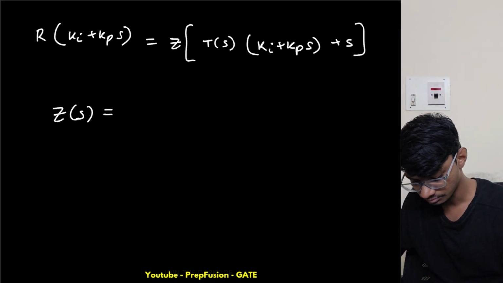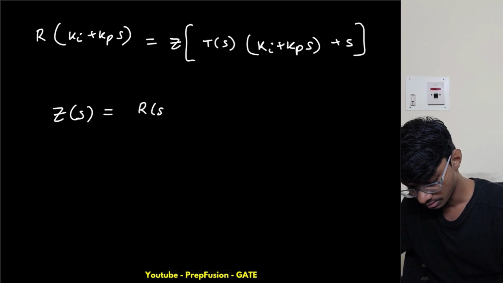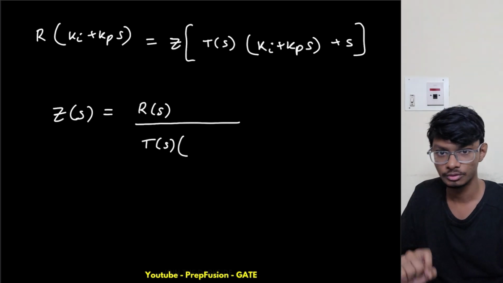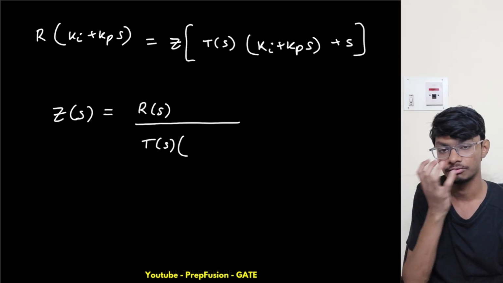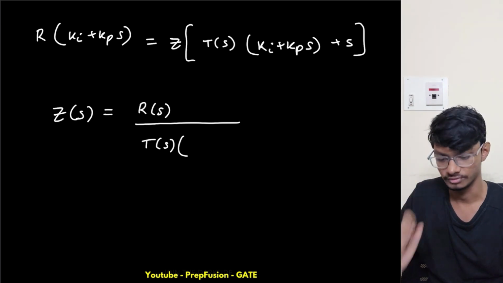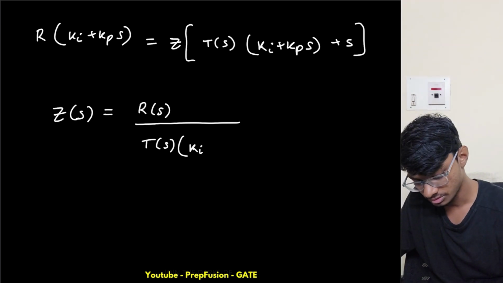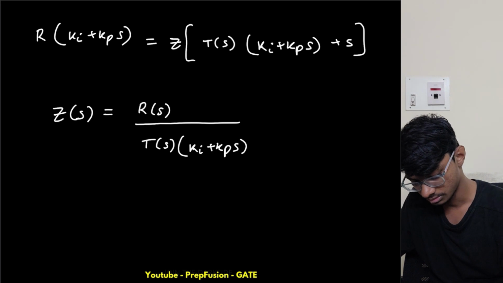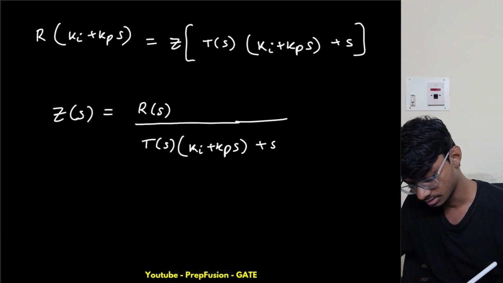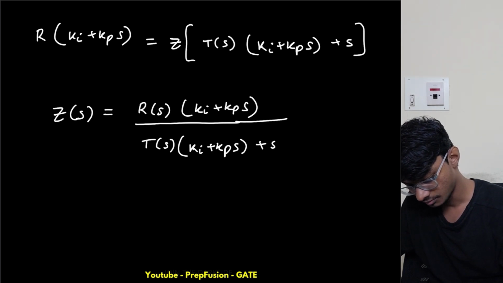Z of s equals R of s divided by T of s into... Why am I not putting T of s like here? Because I will put it at the end, when I use the final value theorem. So this is ki, to check if something is cancelling out or not, kp of s into s, and this one is this one, and this is ki plus kp of s, right?